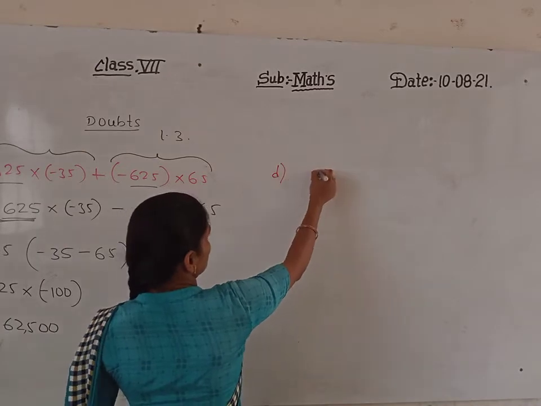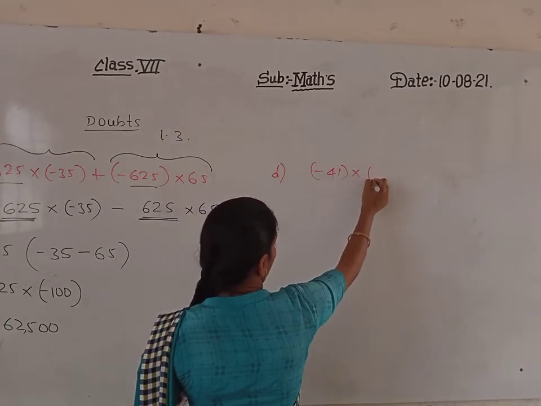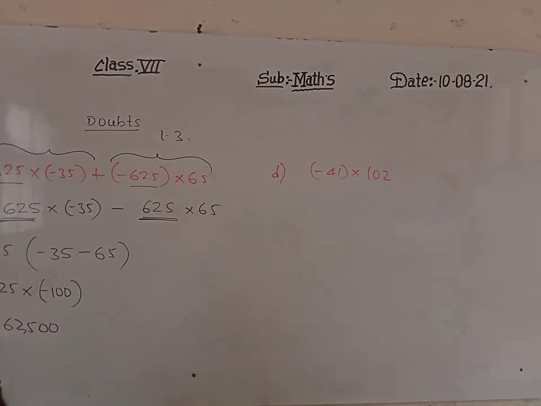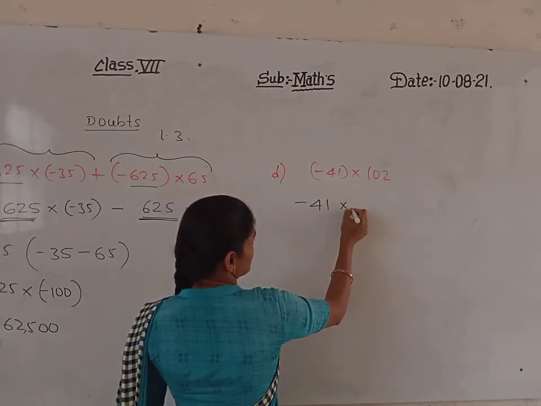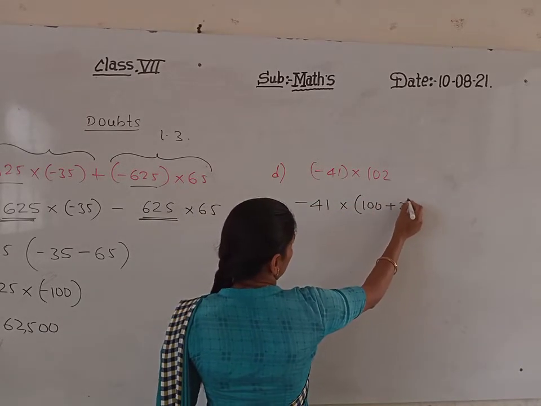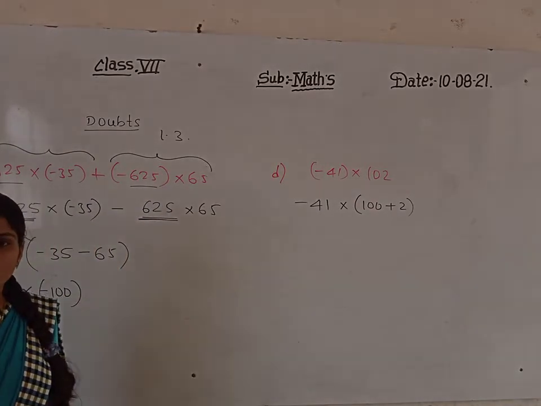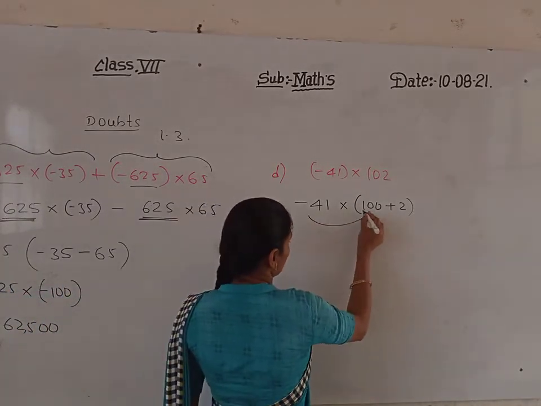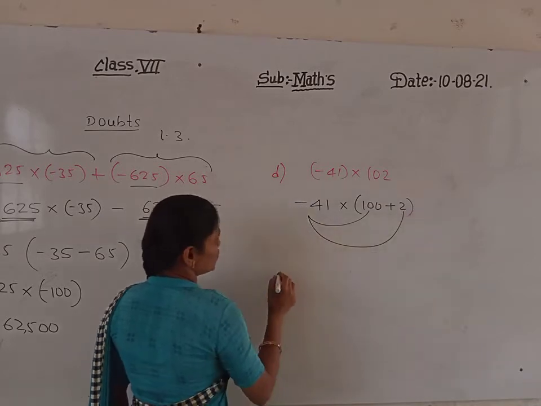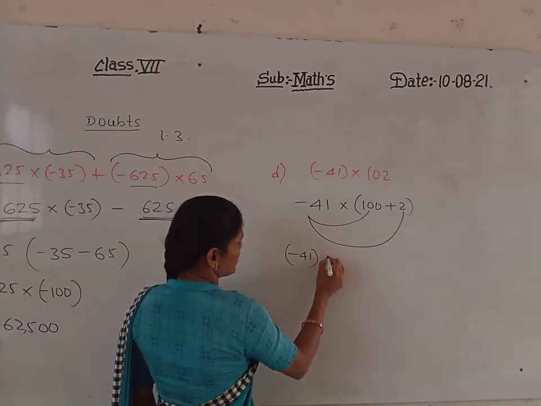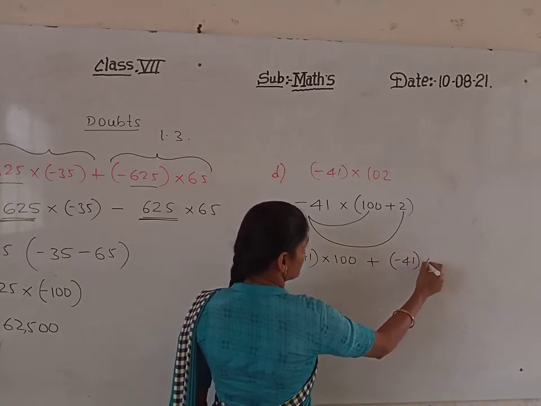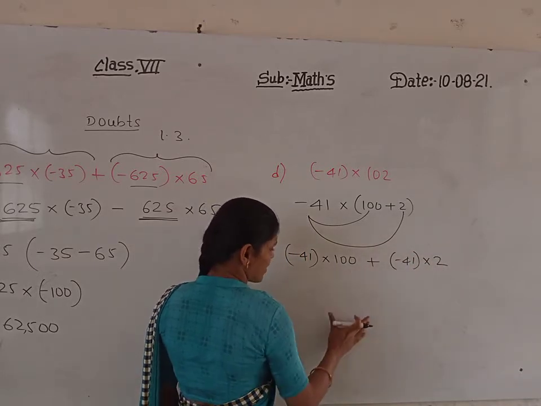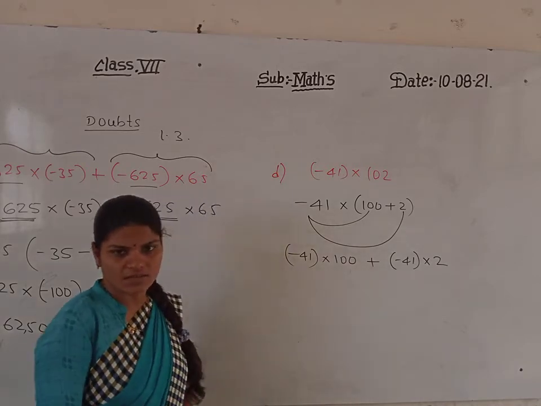Question D: minus 41 into 102. Last year we solved this in the chapter on whole numbers. We have to apply the distributive property here also. Minus 41 keep as it is. I will split 102 as 100 plus 2. So minus 41 into 100 plus minus 41 into 2. Then you have to simplify, and then you will get the answer.